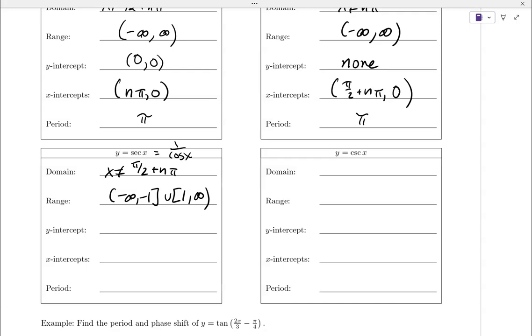Y-intercept, if we put in 0 for x, what do we get out for y? Cosine of 0 is equal to 1, so we get 1. So the y-intercept is (0, 1). Does secant ever cross the x-axis? No. So there aren't any x-intercepts. And what was its period? 2 pi. Good.